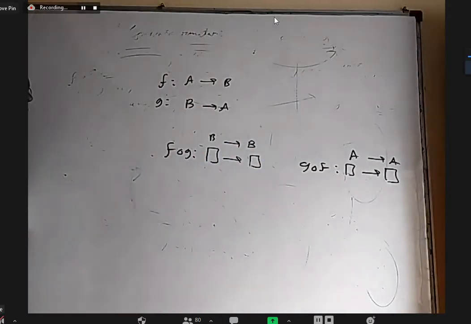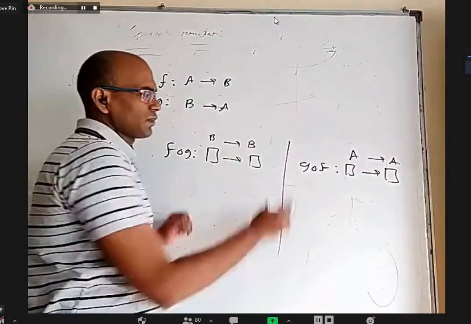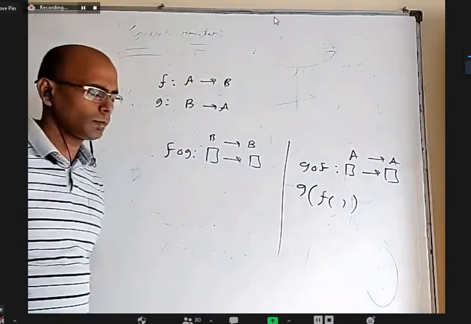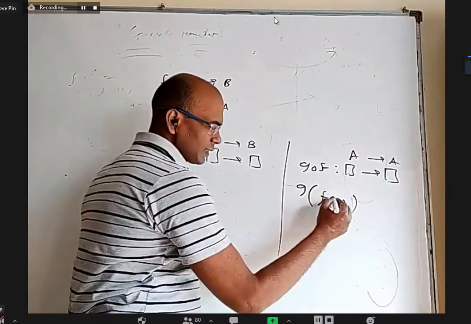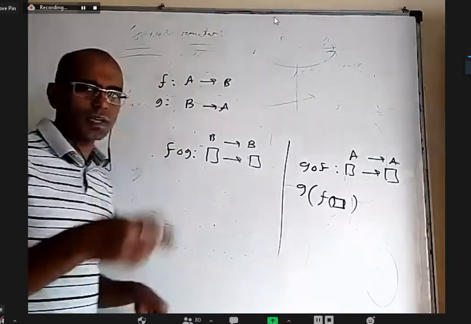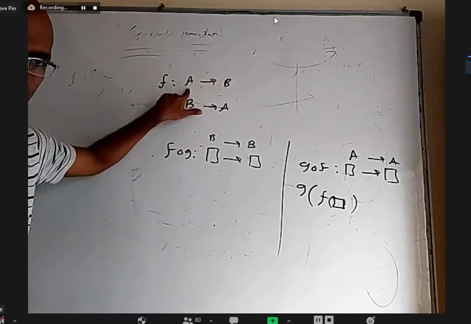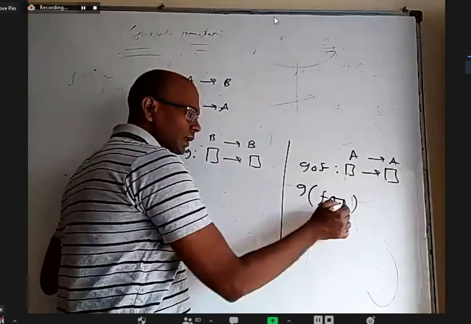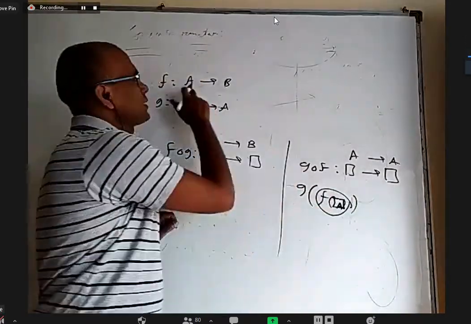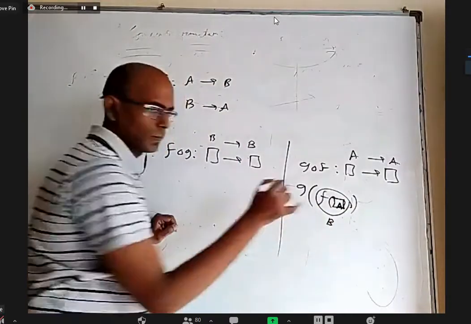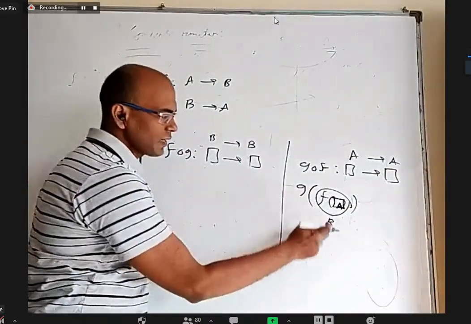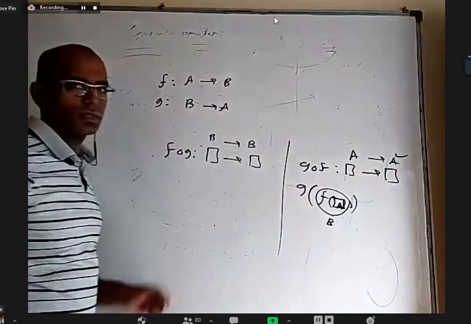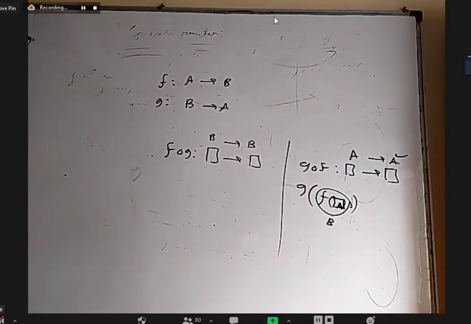All right. So if somebody has any confusion, I'll tell you how to do it. You take G of F of something. This element should belong to which set? F of something is defined when that element belongs to set A. So this will be from set A. And this F of A answer will be in set B. And G of an element in B, the final answer will be in A. So that's why G circle F is from A to A.